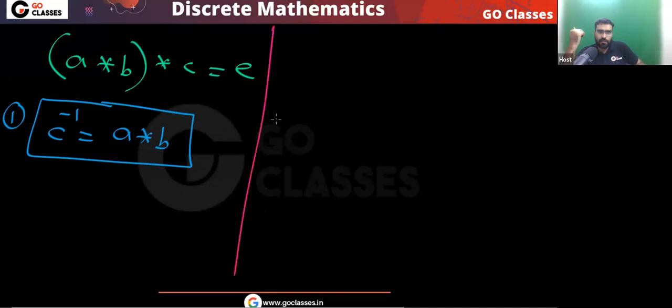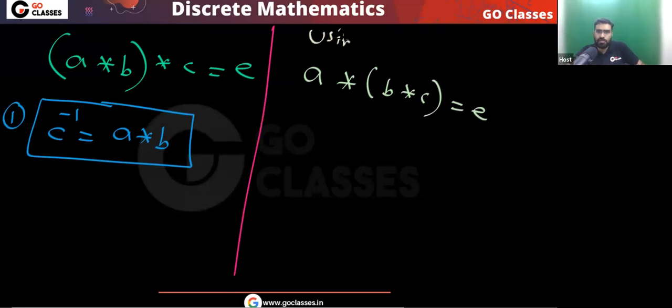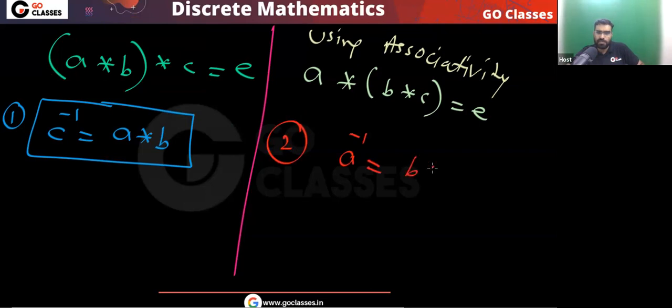But remember one thing: from associative property, what can I say? Using associativity, I can say that A star B star C is also E. So the second thing I got is A inverse. What is A inverse? That is B star C. This is A inverse. So like this you can do.